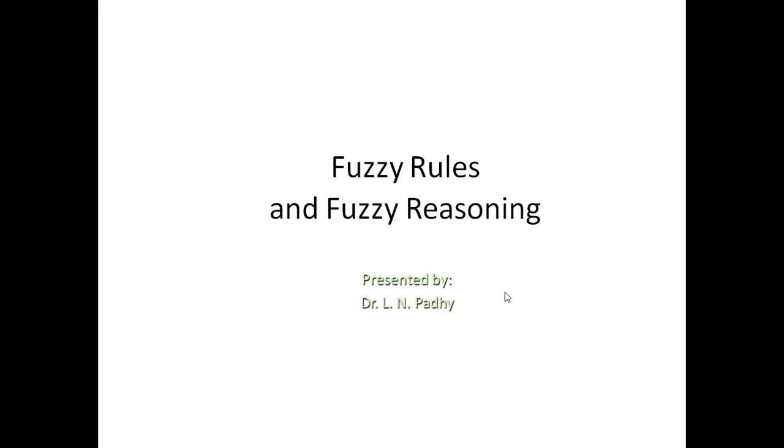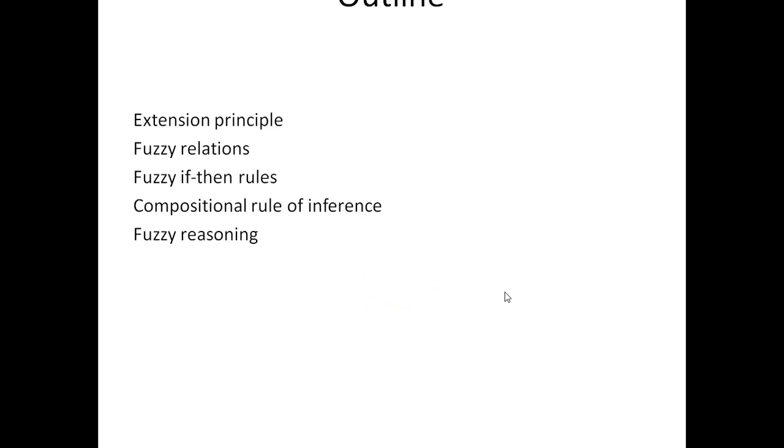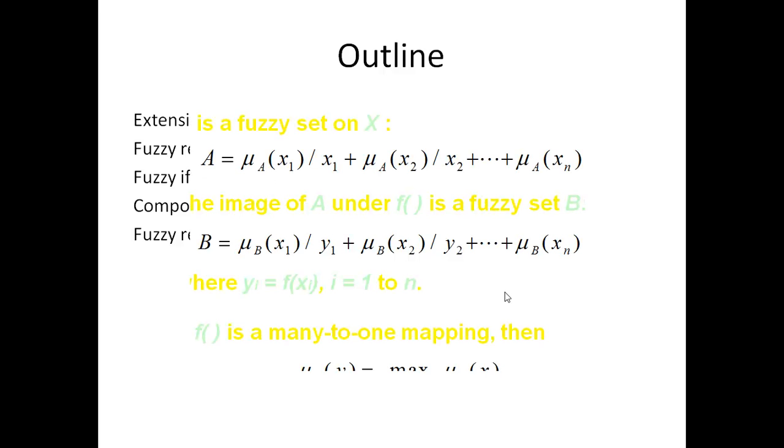Today we'll study fuzzy rules and fuzzy reasoning. All of you know about rules and reasonings. Now the outline of this chapter is extension principle, fuzzy relations, fuzzy if-then rules, composition rules of inference, and fuzzy reasoning.